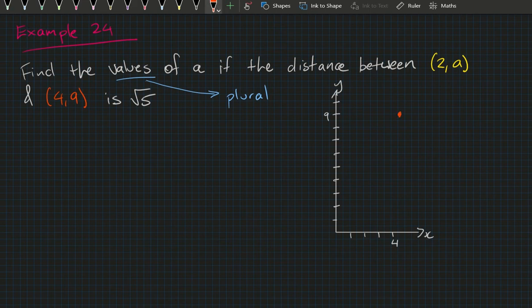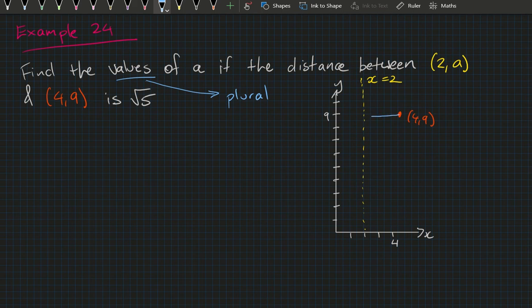And mark in the point 4, 9. What does it mean for a point to have 2, a? Well, what we do know is that its x value is 2. So that means it must be somewhere along this line. So we need a distance of square root of 5.